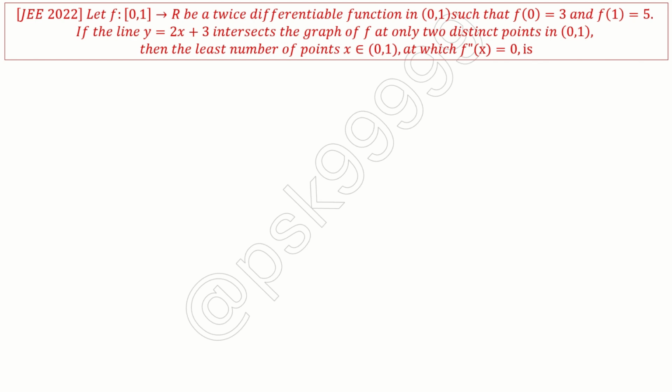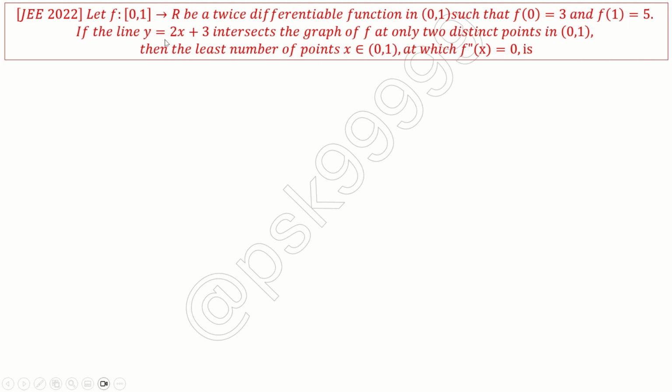Okay, now the function is defined from the domain [0, 1] to R, a twice differentiable function in (0, 1), such that f of 0 is 3 and f of 1 equals 5. If the line y equals 2x plus 3 intersects the graph of f at only two distinct points in (0, 1), then find the least number of points where x is in (0, 1) at which f double dash x equals 0. Which means you need to find the roots, the zeros, of f double dash x, the number of points, in the range (0, 1).